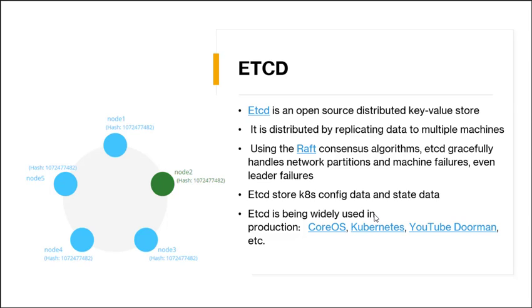etcd stores Kubernetes configuration data and state data. It has a watch function that compares these two data. If they ever go out of sync, etcd will at that instant inform the Kubernetes API server, which will further take action by connecting with controllers. etcd is widely used in production at CoreOS, Kubernetes, YouTube, Docker, etc.